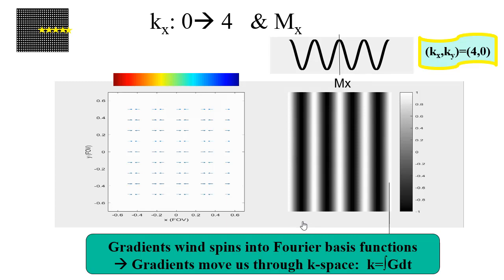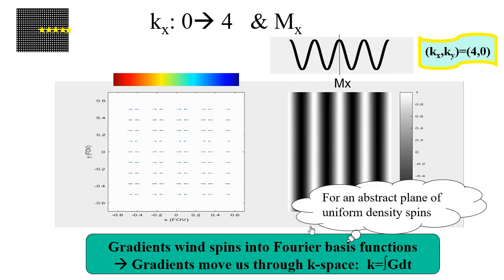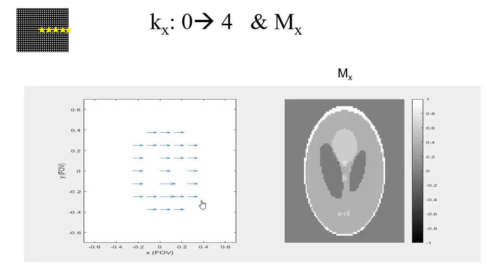But I still haven't actually talked about our data. This is only an abstract plane of uniform density spins. How exactly does it relate to what you measure at the MR scanner? So let's take that on next.